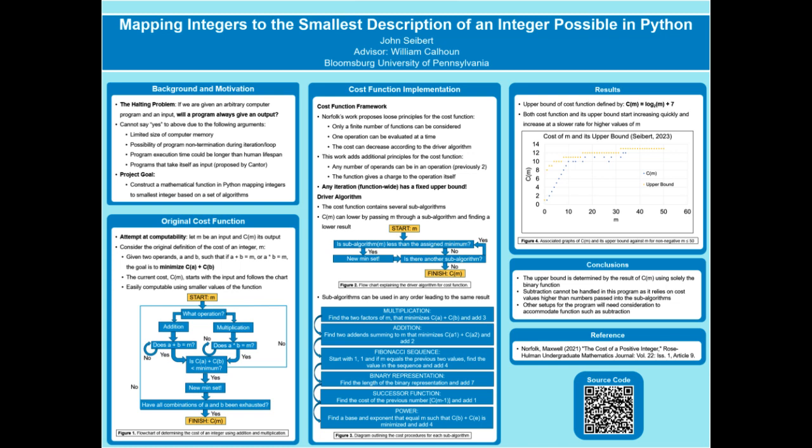In this poster entitled Mapping Integers to the Smallest Description of an Integer Possible in Python, I will discuss how I built a function mapping integers to the smallest integer possible based on a framework of principles using Python. If we're only given a computer program and an input, can we always get an output from the program?